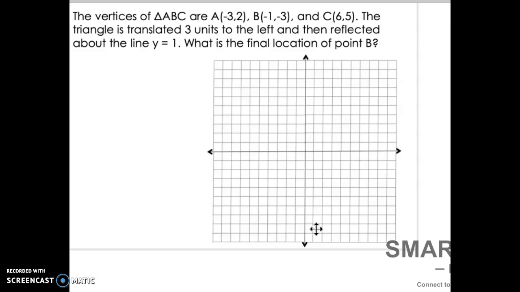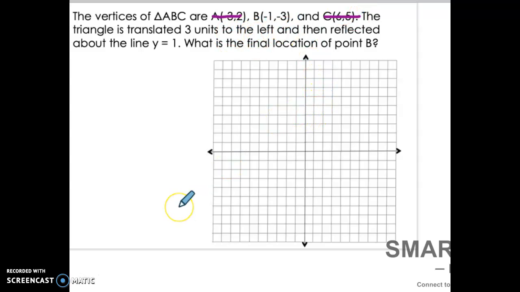So this problem here, we're actually going to do a series of transformations. We are translating the triangle and then we are reflecting it. So we're actually doing 2 different transformations. Since this problem is only asking us for the final coordinates of point B, we can actually just ignore points A and C. We don't need to know anything about them to solve this problem, so I'm just going to cross them out here. Point B is what we need to focus on.